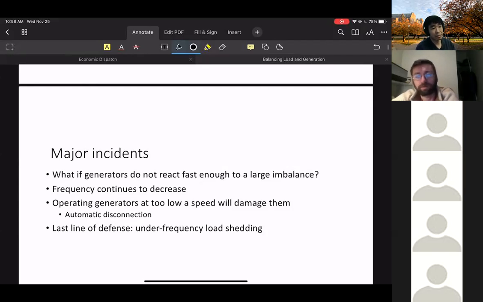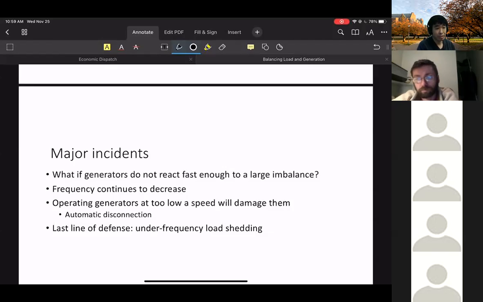Then the last line of defense, or the last thing you do, is load shedding. Right? So if the generators cannot catch up fast enough, and the net load is too high, you basically have to shed load. Okay, so load shedding is the worst thing you can do. This is when people lose power. And you really, really do not want to do load shedding. So this is the last thing you do. You only do load shedding to protect against damaging generators, and to protect against the entire system collapsing. That's when we do load shedding.